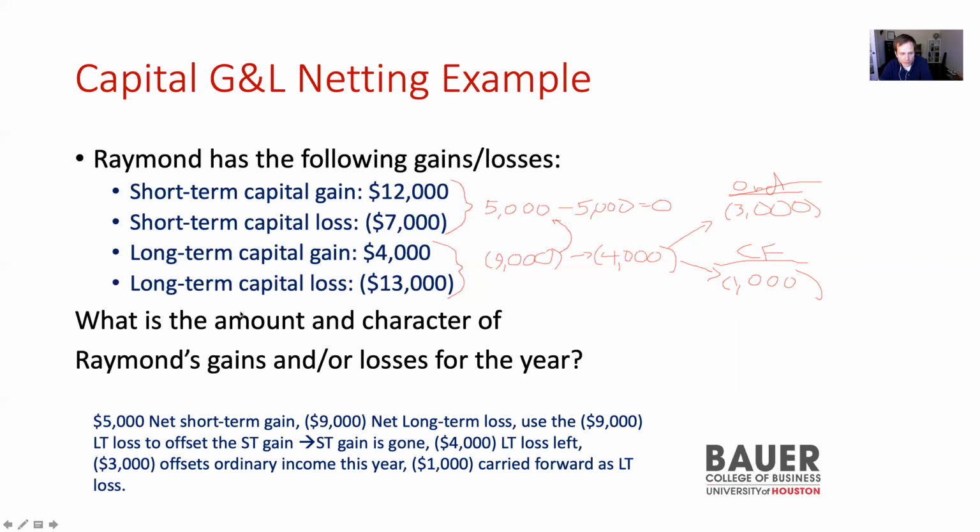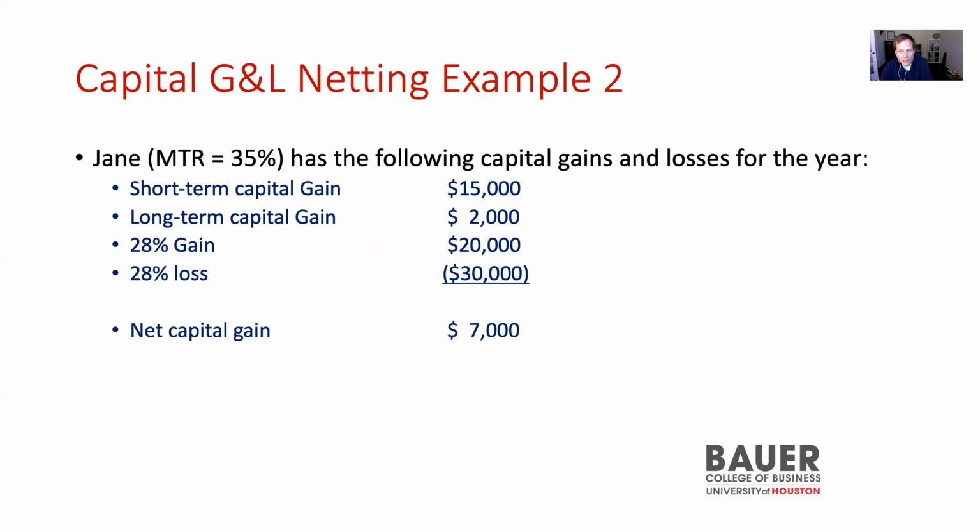All right, so in text, you have that in your slides of what we did. Let's take another example of Jane. Her marginal tax rate, we're told, is 35%. She has these different categories of capital gains and losses, right? She also only has two categories. If we add them all up, we can see she should end up with a net positive 7,000. The question is, what's the character of that net gain that she's going to be left with?